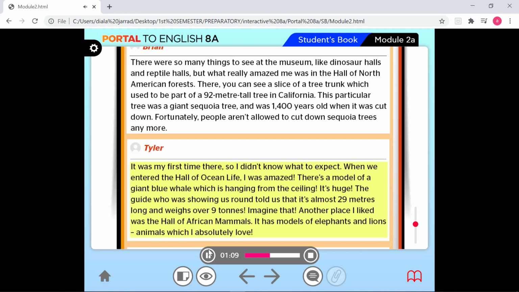Tyler, it was my first time there, so I didn't know what to expect. When we entered the Hall of Ocean Life, I was amazed. There's a model of a giant blue whale which is hanging from the ceiling. It's huge. The guide who was showing us round told us that it's almost 29 meters long and weighs over 9 tons. Imagine that. Another place I liked was the Hall of African Mammals. It has models of elephants and lions, animals which I absolutely love.